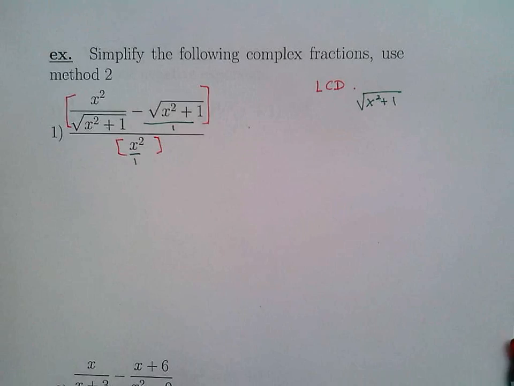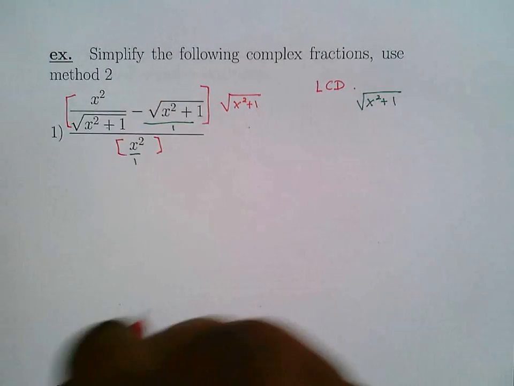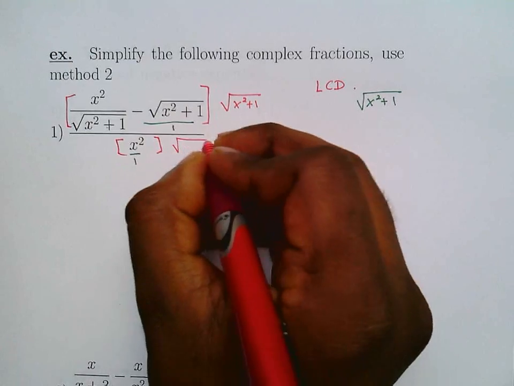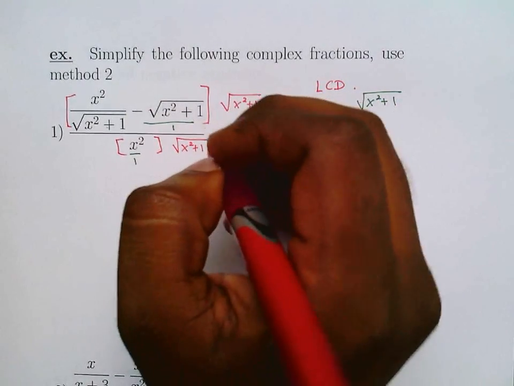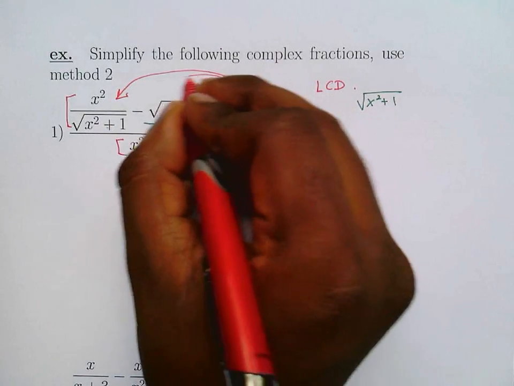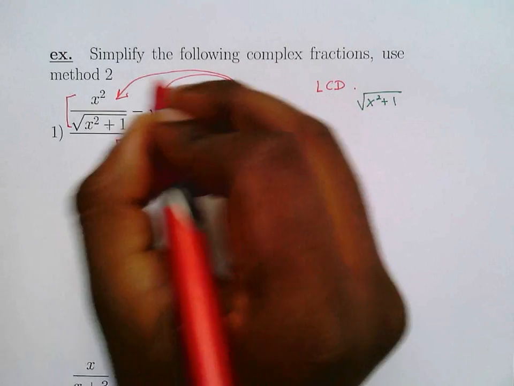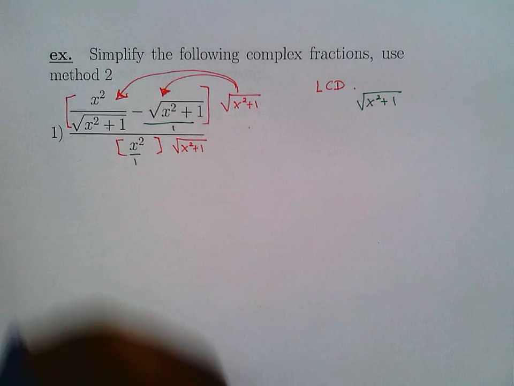So you are going to multiply the top by the square root of x squared plus 1, bottom by the square root of x squared plus 1, the same thing. But because there are more terms, more than one term on the top, you will distribute. Remember, this is a very common error that I see all the time, people not trying to distribute it. So make sure you distribute it and write it on all the 3 terms.